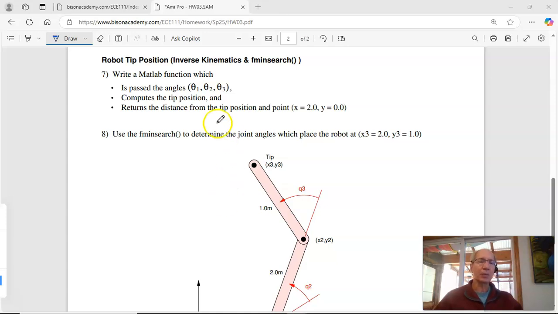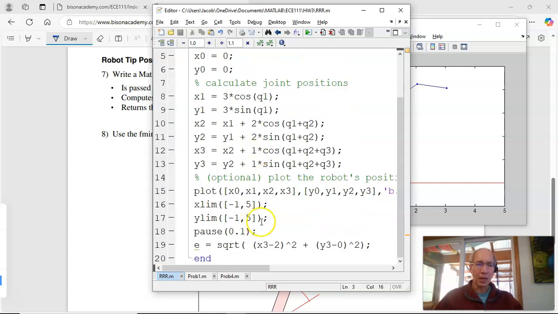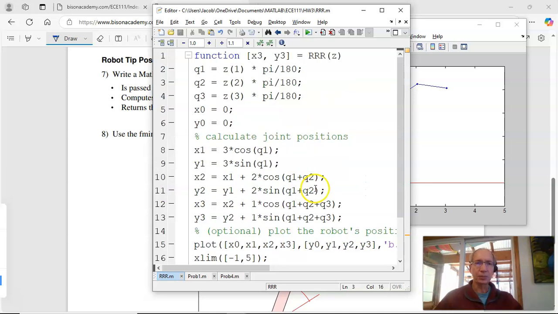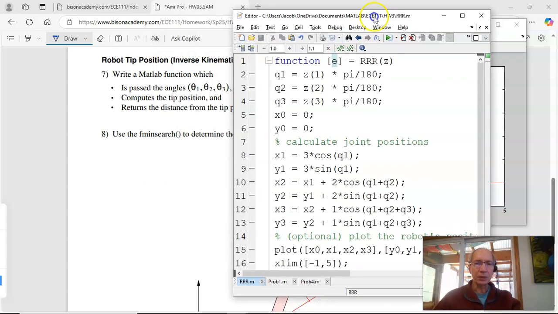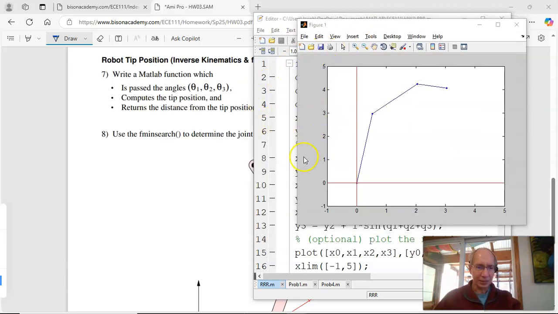This is the inverse problem. To know where the tip position is, what are the joint angles? So to do that, I want to set up a function equals 0. I'm going to calculate the distance from the tip position to the point 2, 0, and instead return that distance. The goal then is to come up with a function equals 0. What angles put you at 2, 0?